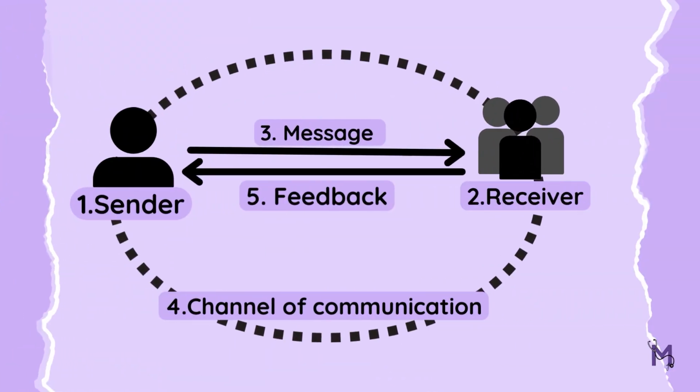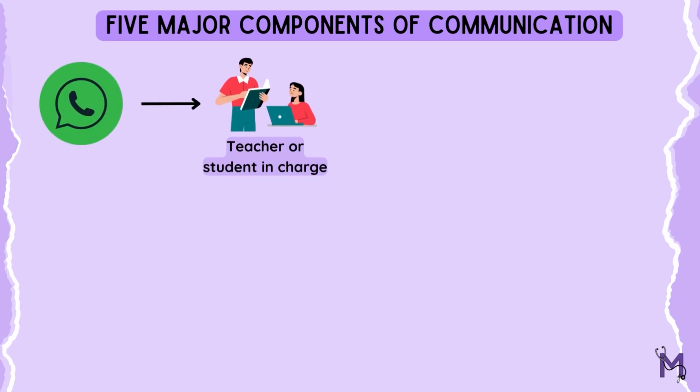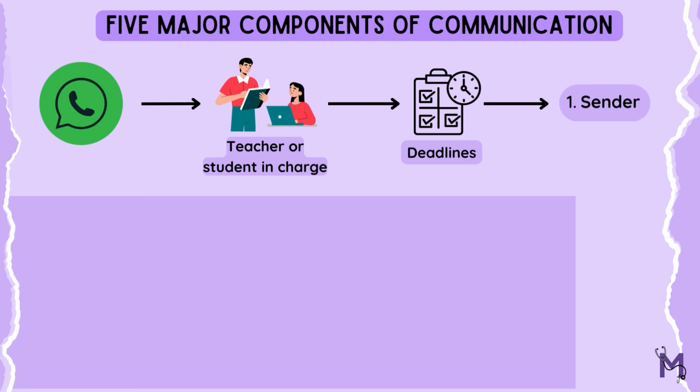There are 5 major components of communication. Let's look at these images and understand them better. Let's take, for example, a class WhatsApp group. The teacher or student in charge sends messages across for deadlines, homework, etc. The teacher or the student in charge becomes the sender.